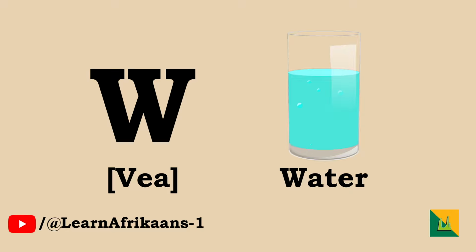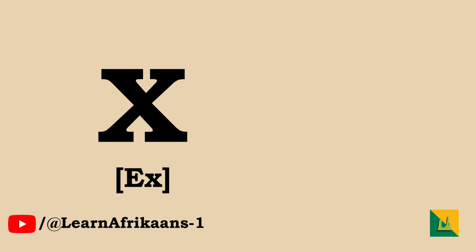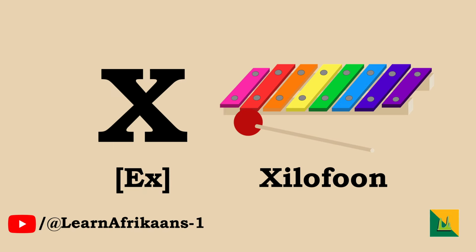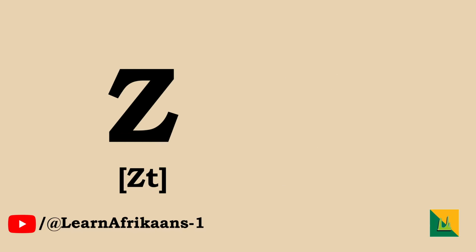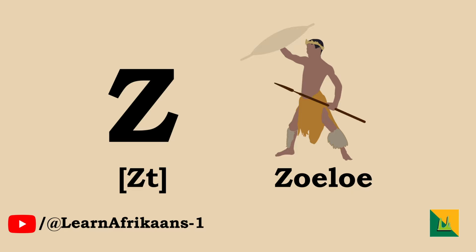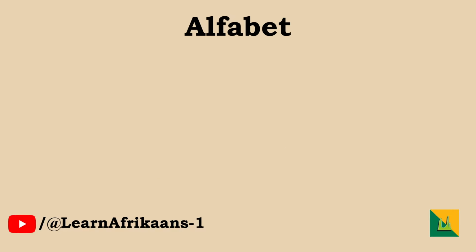W, water, W, water. X. There are also not a lot of words that use the X, X. Xylophone, X, xylophone. Y, yskas, Y, yskas. Z is another uncommon one in Afrikaans. Z, Zulu, Z, Zulu. There you have the full Afrikaans alphabet.